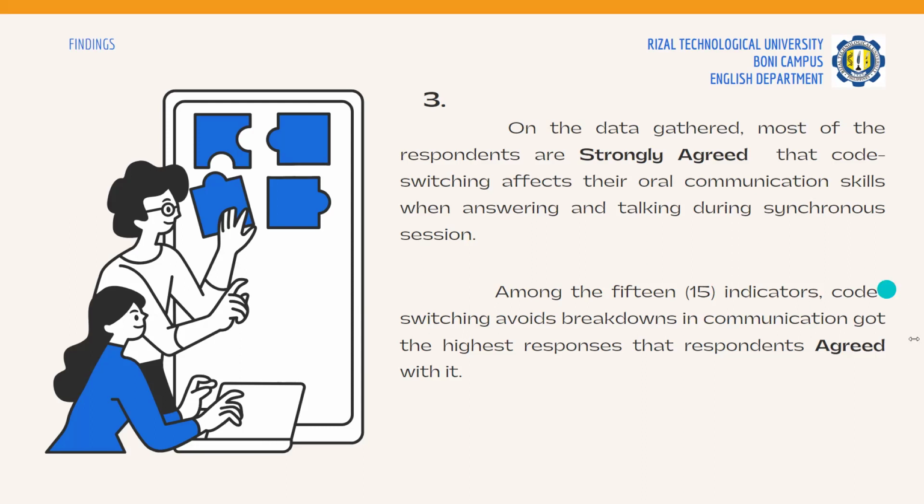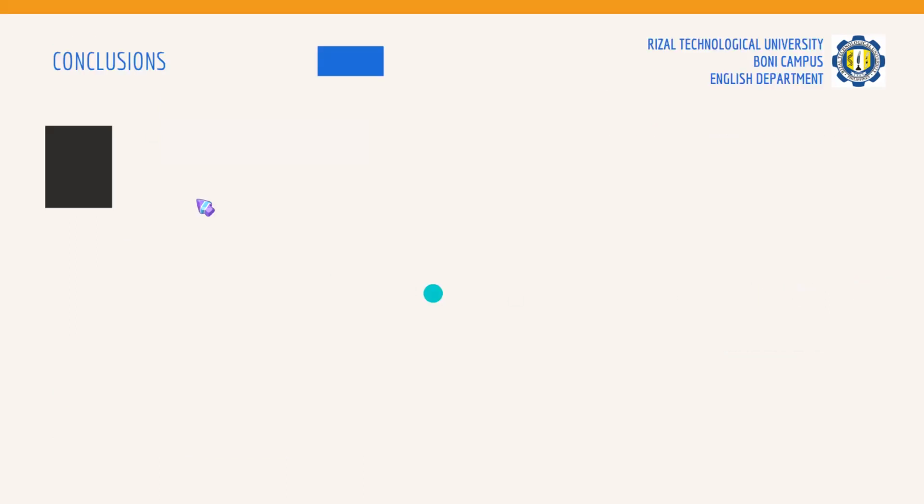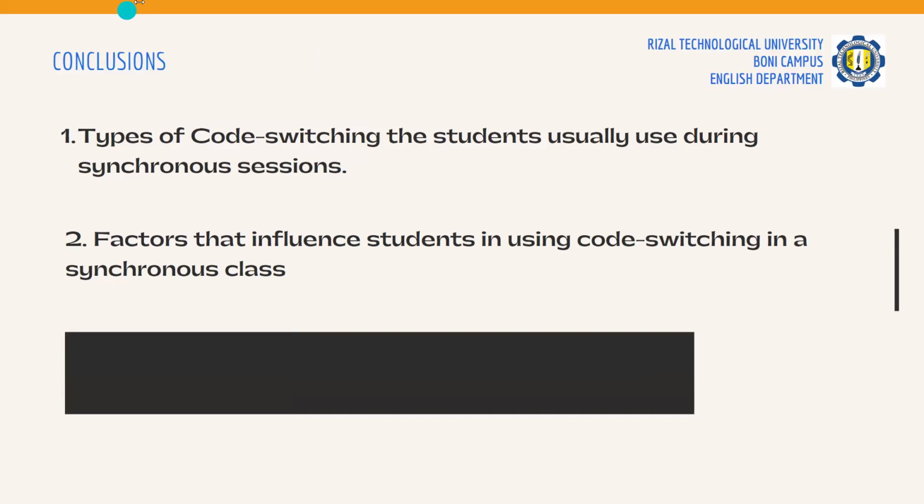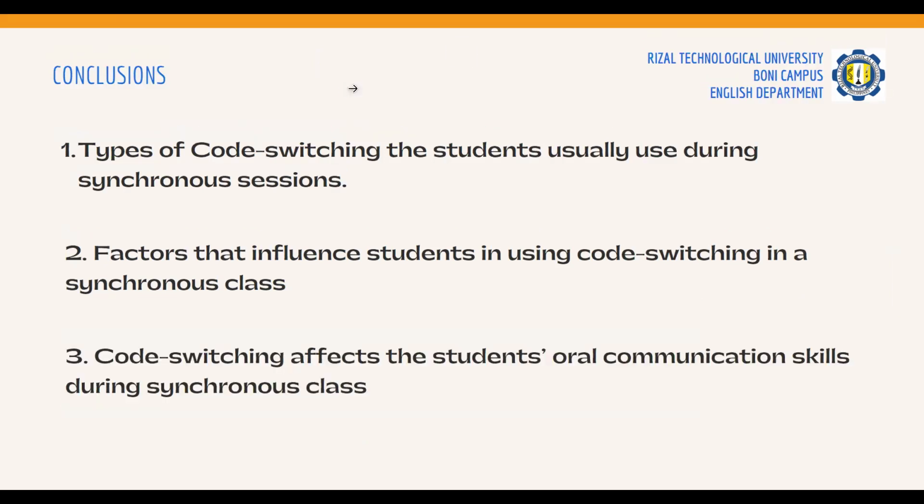Next slide, please. Okay, so for the conclusion, in the light of the findings of the study, the following conclusions were drawn. The first one is the types of code switching the students usually use during synchronous sessions. In conclusion, several types of code switching are still observed in certain language classes, particularly in an English class. Students establish their linguistic structure in a discussion such that they could readily understand or construct sentences and properly transmit the idea.